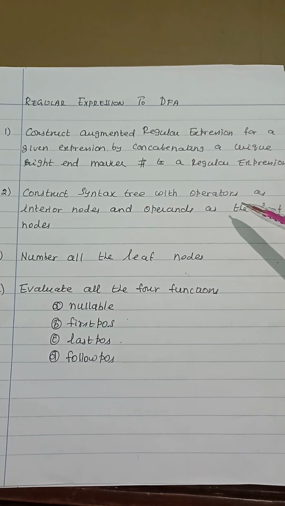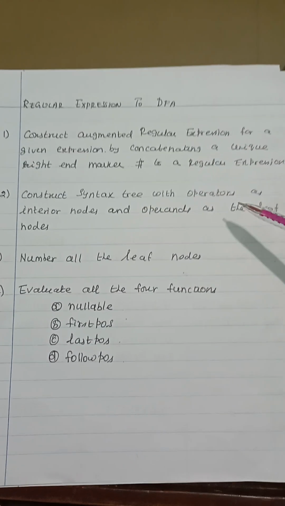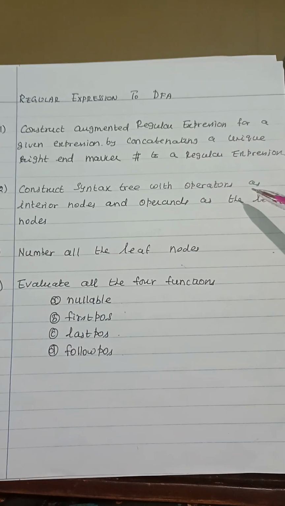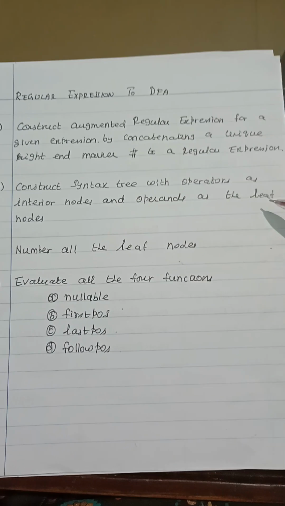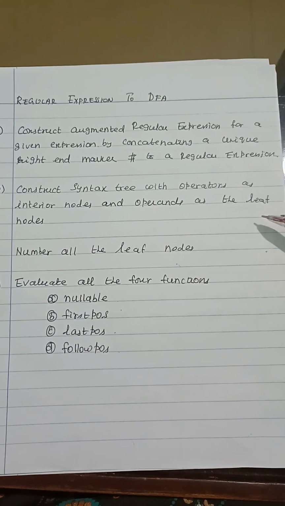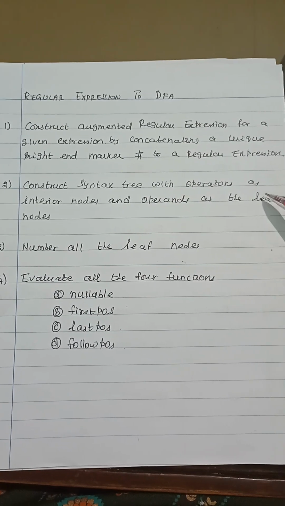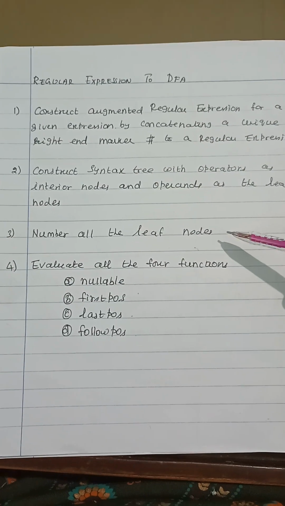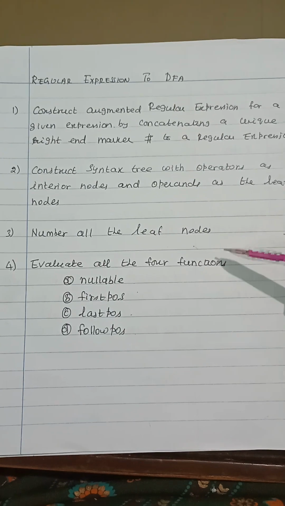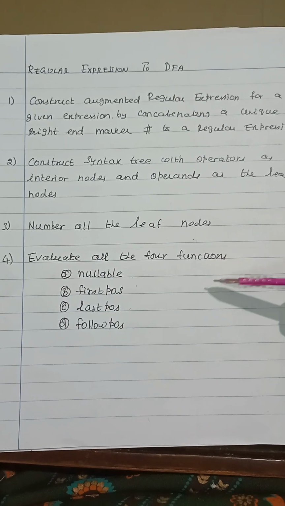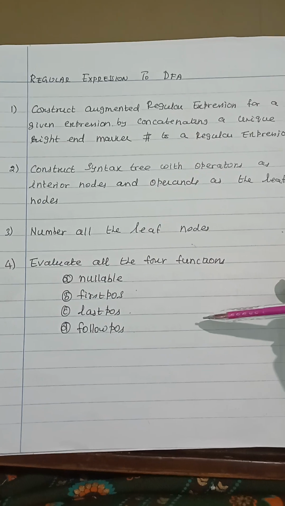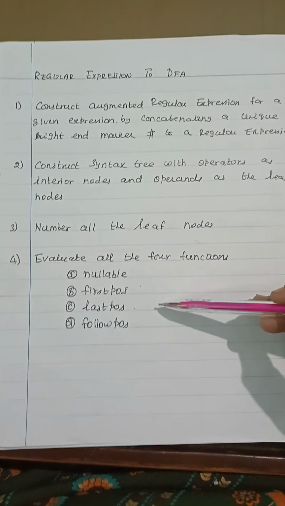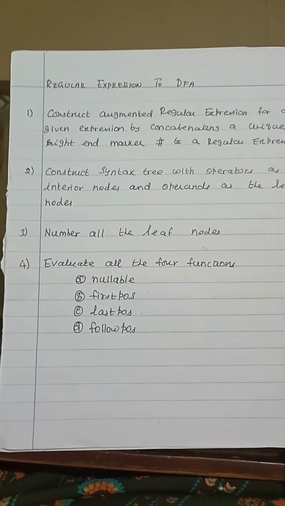And the second step is we have to construct the syntax tree. Constructing syntax tree means in the syntax tree, interior node is going to be the operator and the exterior nodes, that is the leaf nodes, are going to be the operand. And after constructing the syntax tree, the third step is we have to number all the leaf nodes. And the fourth step is we have to calculate four important functions for the conversion of regular expression to DFA. The first function is nullable function, second one is first position, third one is last position, and the fourth one is follow position.